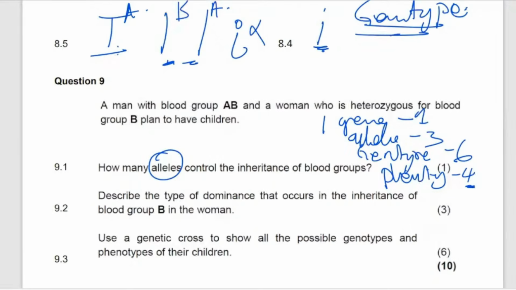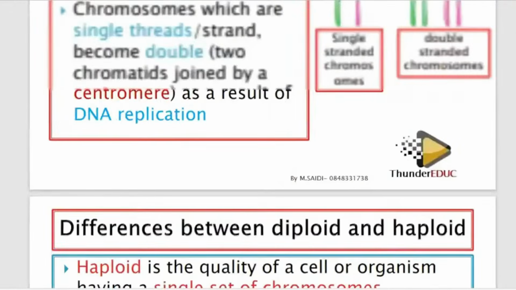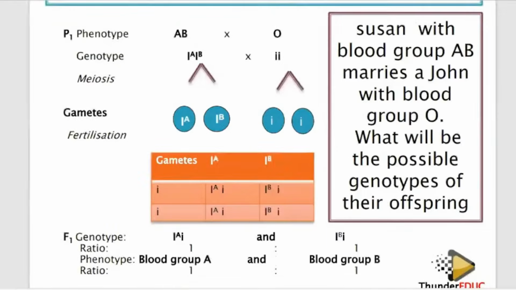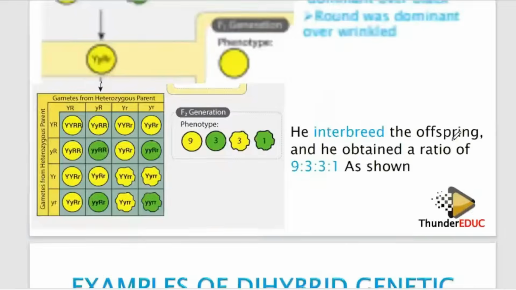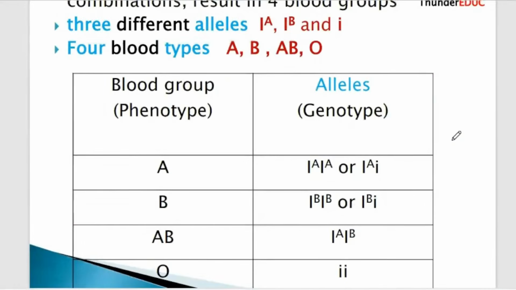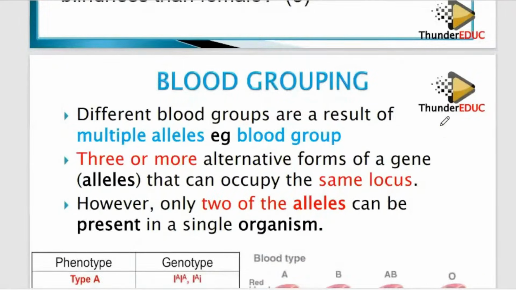Let me show you the distinction material, because some people, in just talking, might take long to understand my ideas. Here is what I'm saying from the distinction material. Blood groups are as a result of multiple alleles, meaning there are more than 2 alleles, 3 or more alternative forms. There are 3.